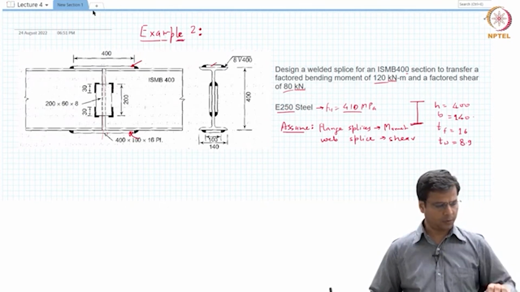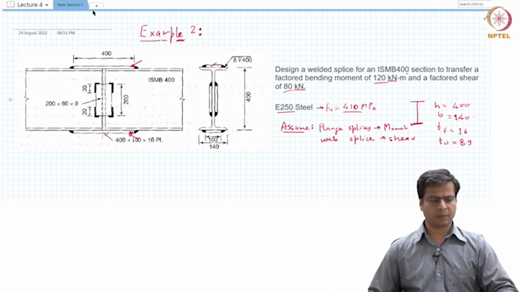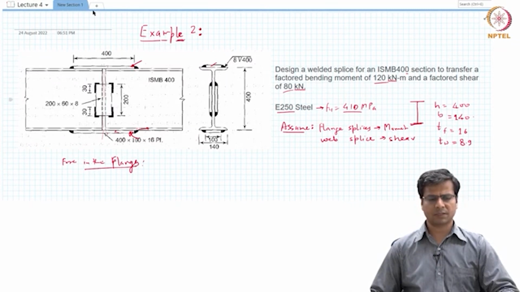Now we know how much is the moment demand, but we want to know what is the axial force that needs to be transferred to the splice. So we can simply calculate the axial force that is acting on these flanges, and that will be the force that needs to be transferred to the flange splice. Since we are assuming that it is just the flange splice which is resisting the entire moment, we will take the lever arm from flange to flange, and we will assume that the entire force is going to be transferred by that flange only.